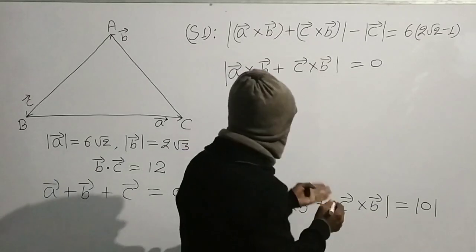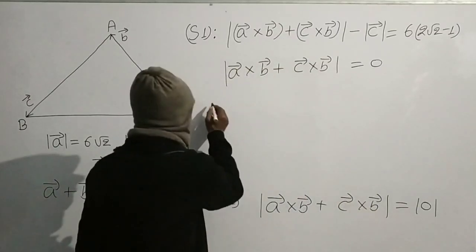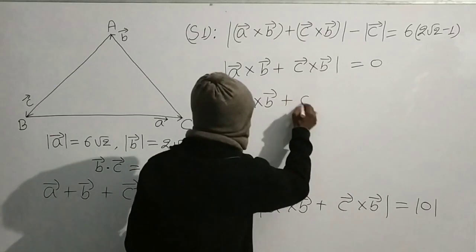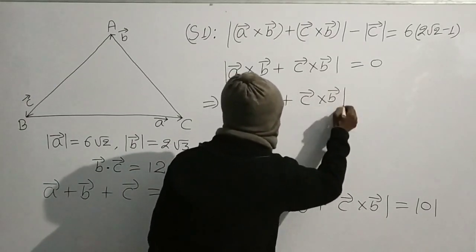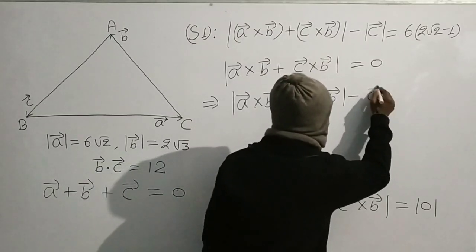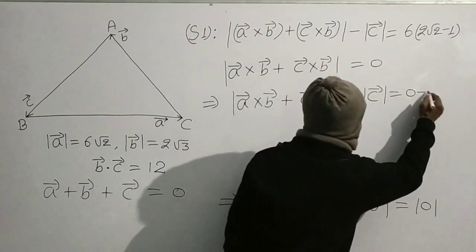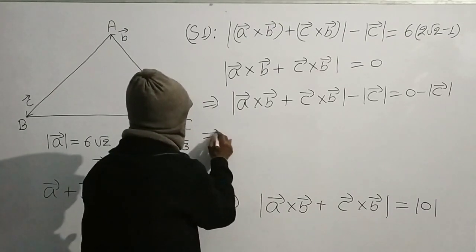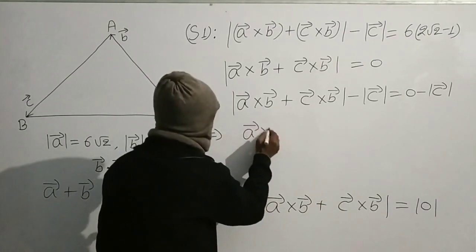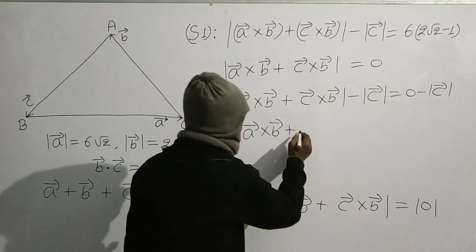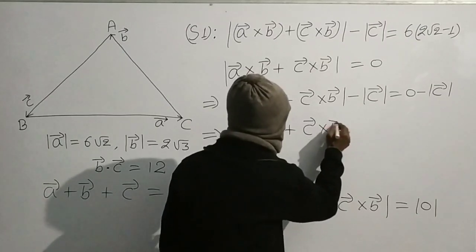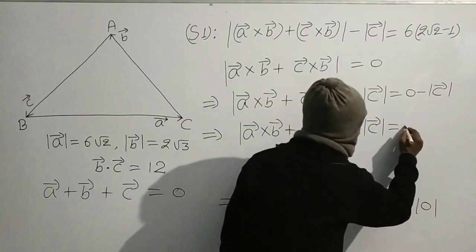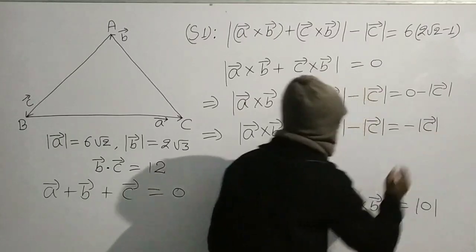Subtracting mod of vector C from both sides, we get this implies mod of A cross B plus vector C cross vector B, minus mod of vector C, is equal to 0 minus mod of vector C. This implies mod of A cross B plus C cross B, minus mod of C, is equal to minus mod of C.